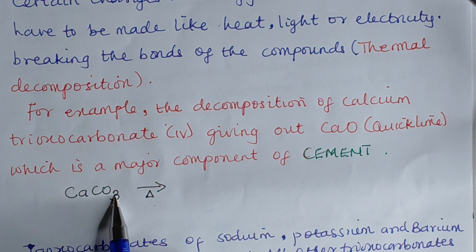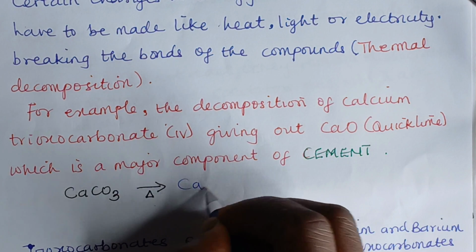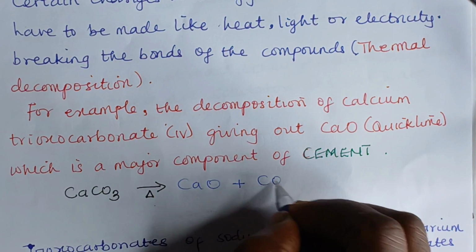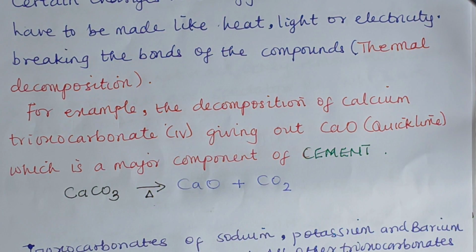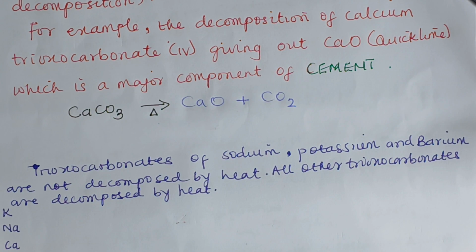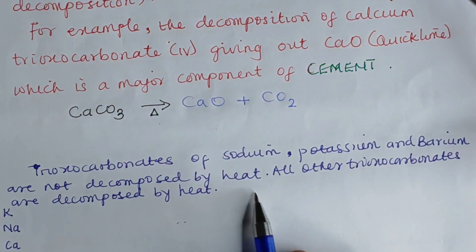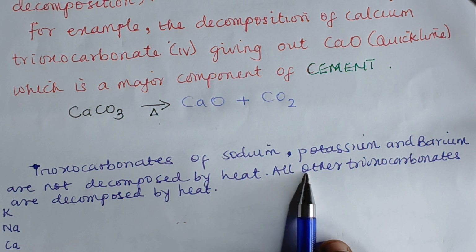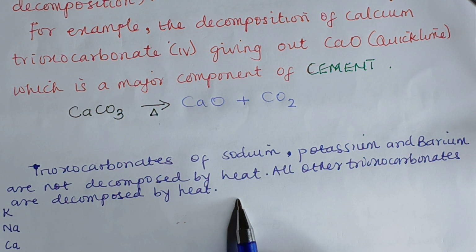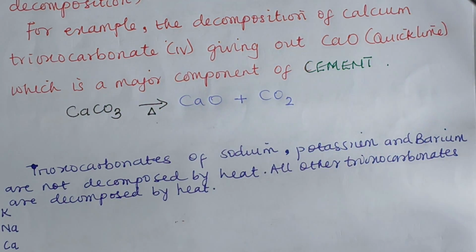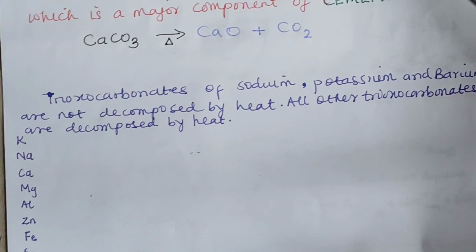When heating calcium trioxocarbonate(IV), which is called limestone, it breaks down to give you calcium oxide and carbon(IV) oxide. We also have, you can see here, trioxocarbonates of sodium, potassium, and barium are not decomposed by heat. Also, all other trioxocarbonates are decomposed by heat. And the same is also applicable to trioxonitrates.